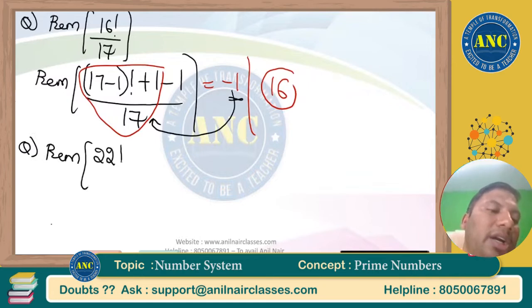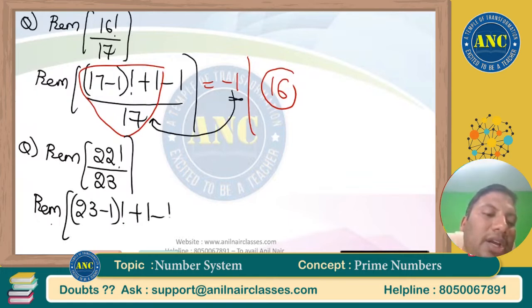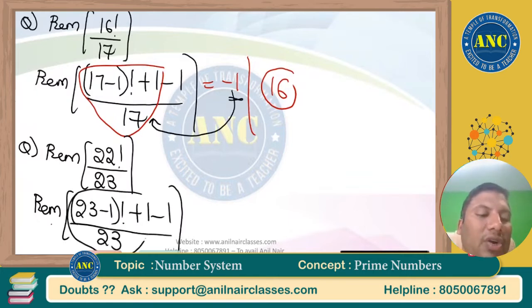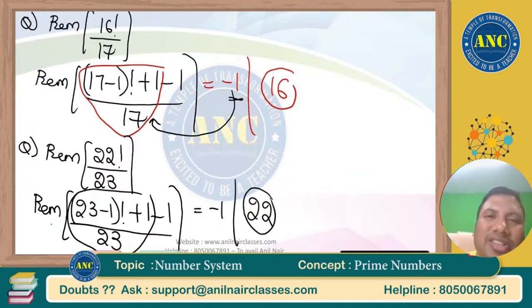Remainder when 22 factorial is divided by 23. This is nothing but (23 minus 1) factorial plus 1 minus 1, divided by 23. (P minus 1) factorial plus 1 divided by P is 0. Again it is minus 1, so minus 1 plus 23. What is the positive remainder? 22.